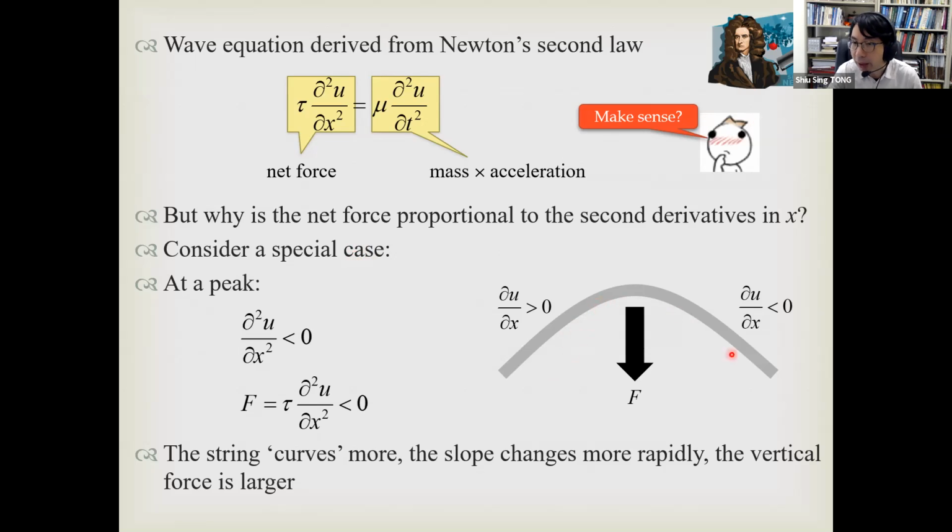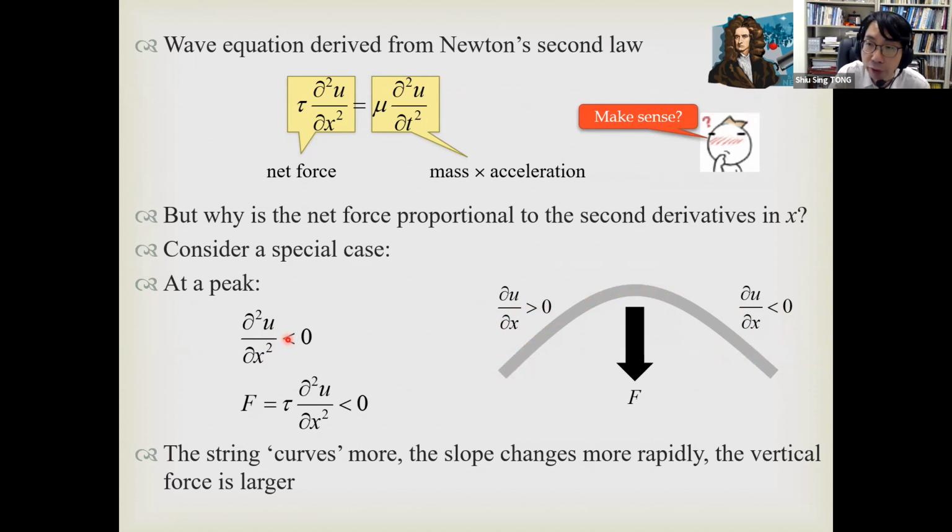Now, consider a peak in a wave. At the peak of the wave, the first derivative is 0, because you have a horizontal tangent at the peak. So the slope is 0, so you have du/dx equal to 0. And on the left-hand side, you have u increasing, so du/dx is larger than 0. And on the right-hand side, you have du/dx decreasing, so du/dx is smaller than 0. Is that right? Now, what would then be the second derivative?